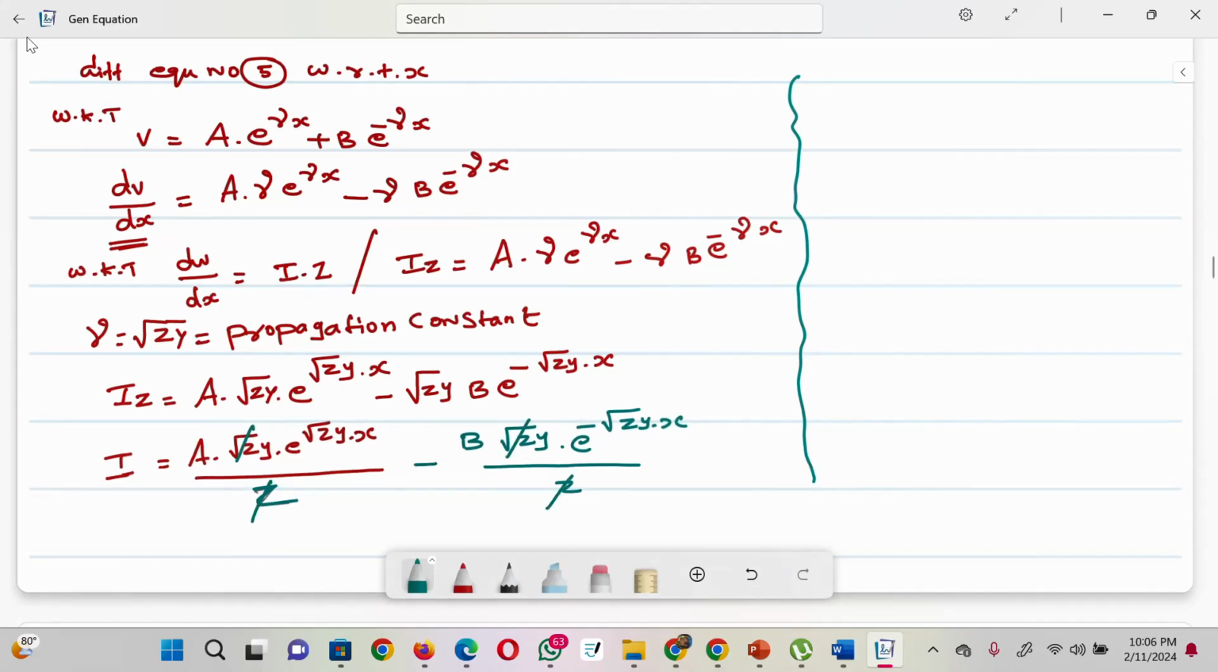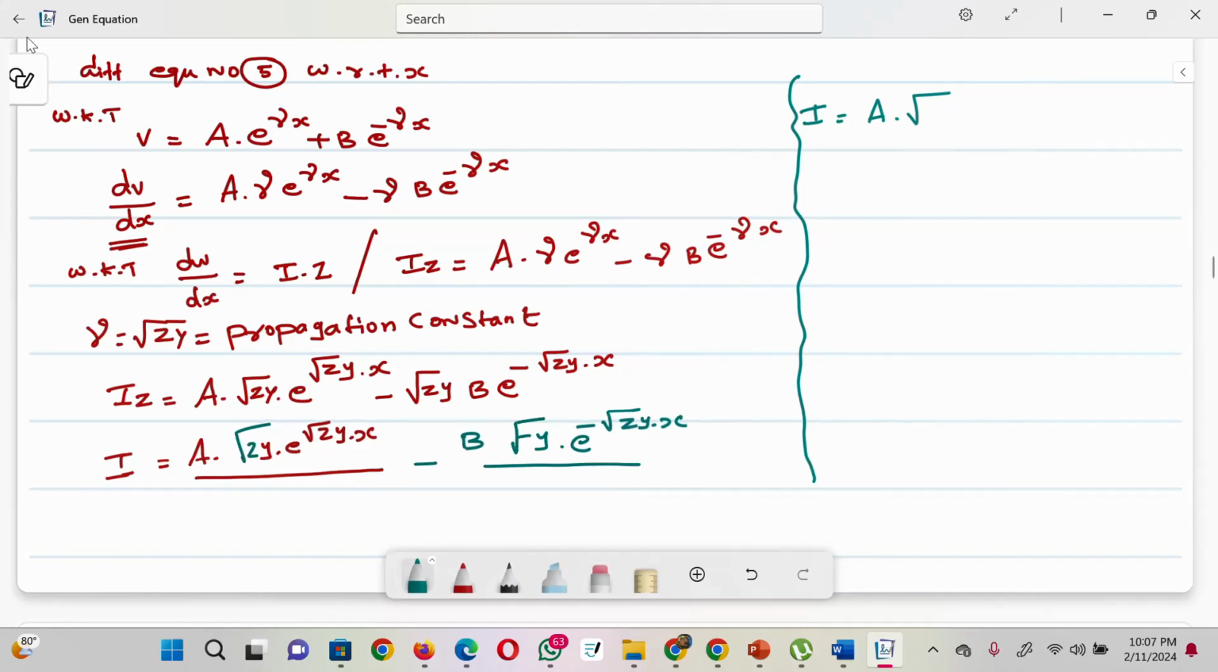So the remaining value: I equal to A into root Y by Z. Actually, for cancelling purposes, we multiply with root Z. Okay, one step was missed, sorry for this.